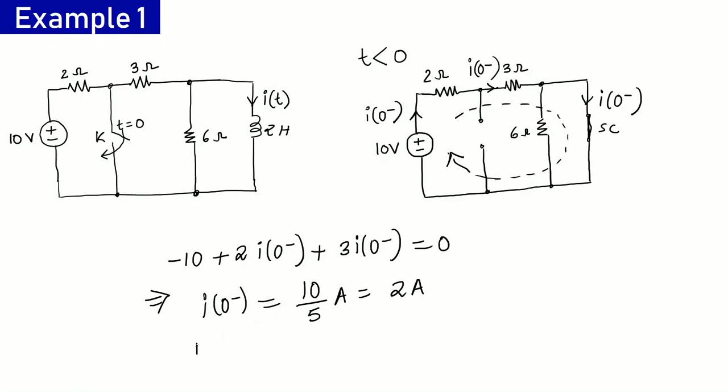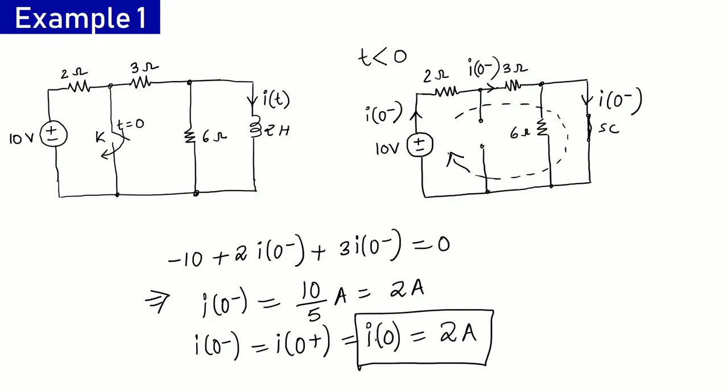And because in an inductor the current cannot change instantaneously, this 2 ampere will be the current just after the switching action, and this will be equal to i(0). So this value is calculated: i(0) is 2 amperes.